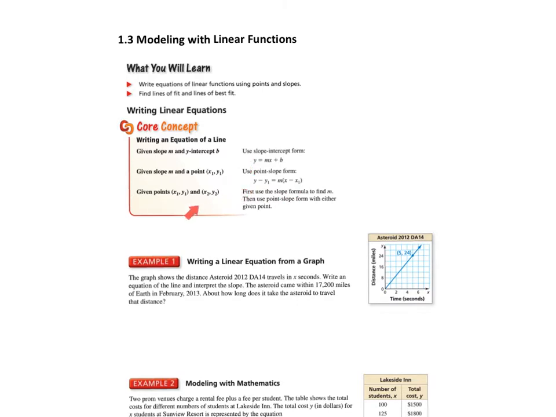So these are related. If you're given 2 points, you first need to use your slope formula. If you don't know it, slope is equal to y2 minus y1 over x2 minus x1. So the difference of your y's divided by the difference of your x's. So let's look at example 1.